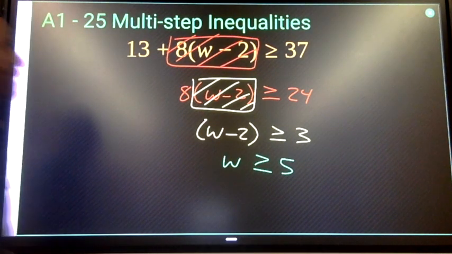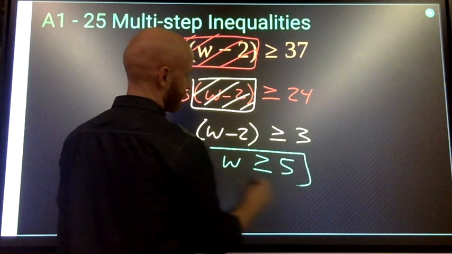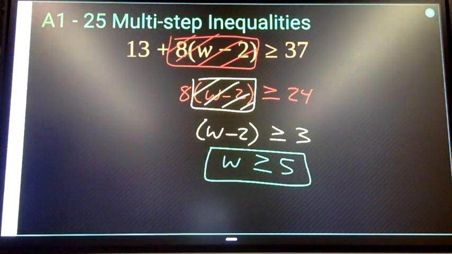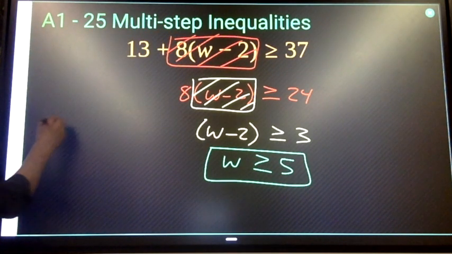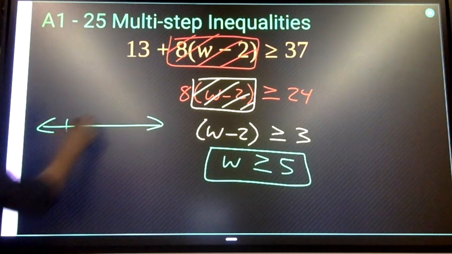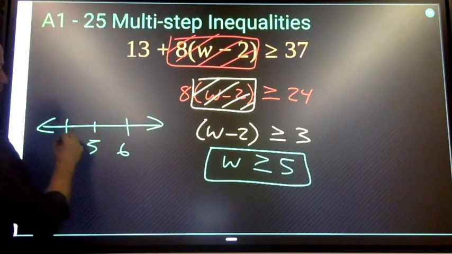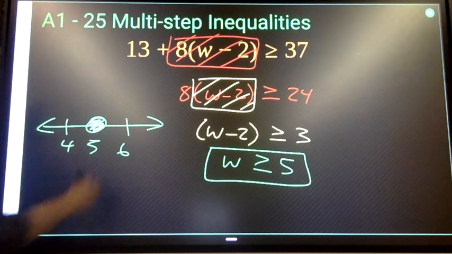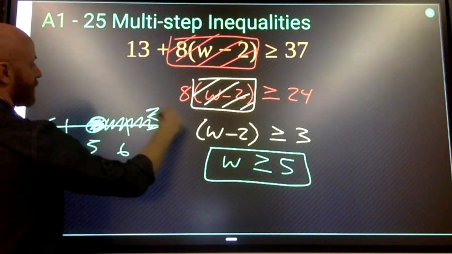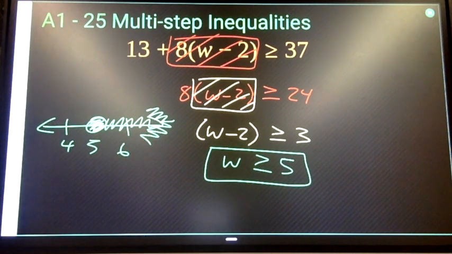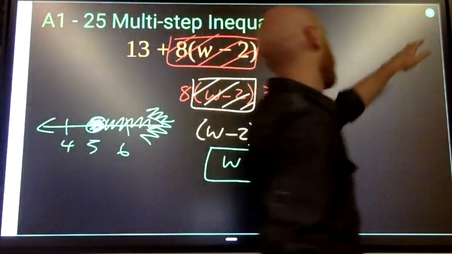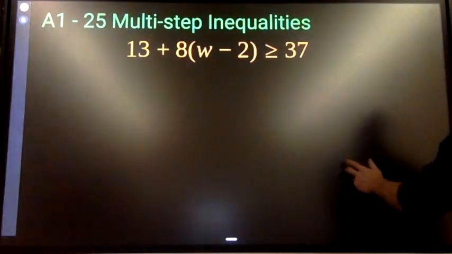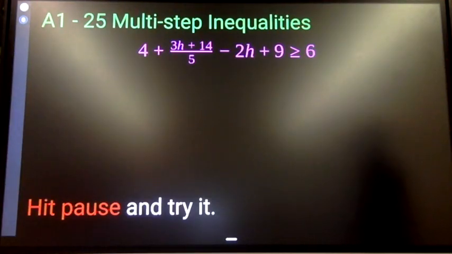All right. So W is bigger than or equal to 5. I'm allowed to equal it, so I shade it in. I'm allowed to be bigger than it, so I shade above. Last example. Again, hit pause, see if you can do it before I do it.